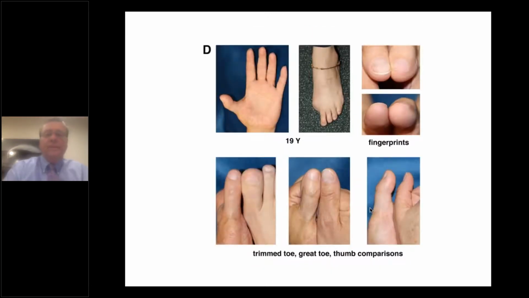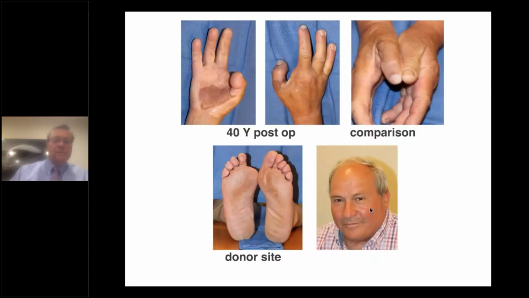So here she is, 19 years and about 6 kids later. The donor site has not been problematic. You can see the appearance of the toe. She uses it in pinch. She has very little interphalangeal joint motion, but excellent MP motion. And you can see in the lateral contour that it's still a little bit bulkier. It's very hard to simulate that tapered appearance of the tip of the thumb pulp.